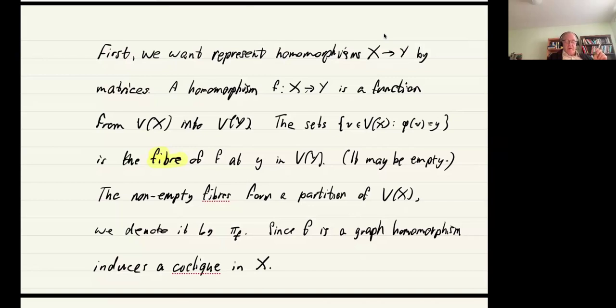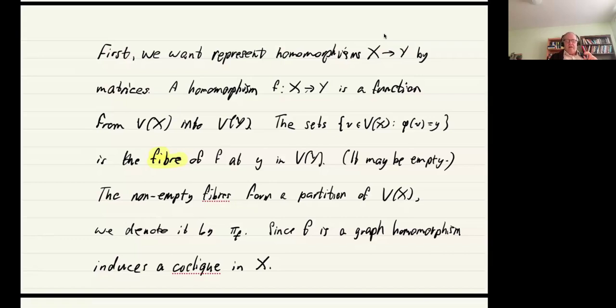And so the non-empty fibers form a partition of the vertices of X, because F is a function that's defined on all the vertices of X. So in other words, functions give rise to partitions, and we denote this partition by pi sub F. Now, since F is a graph homomorphism, each cell of this partition is a coclique. This is not going to matter too much in the short term, but the point is we have a function from the vertices of X to vertices of Y, we have a partition, and we have a characteristic matrix.